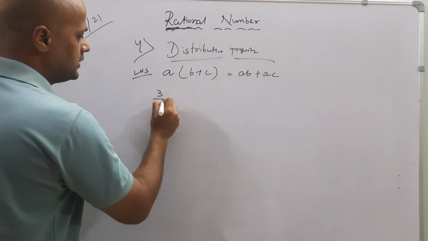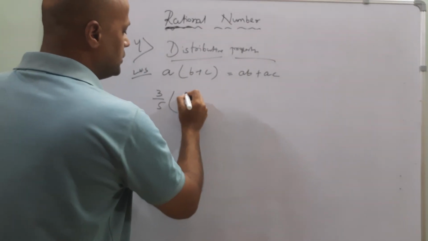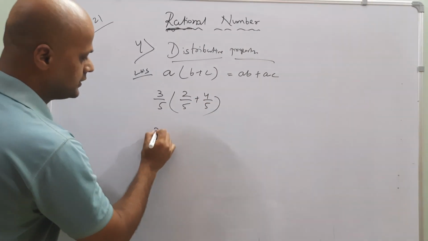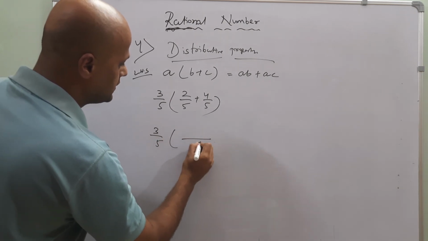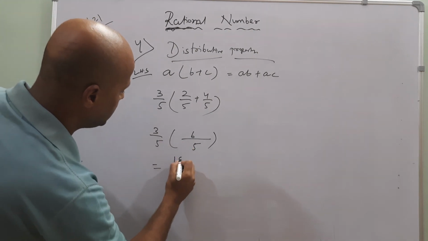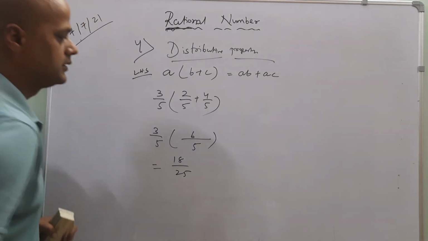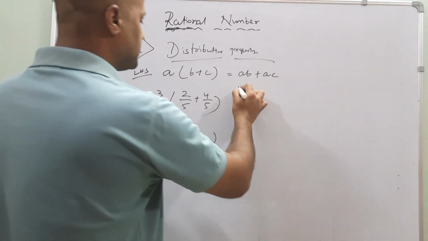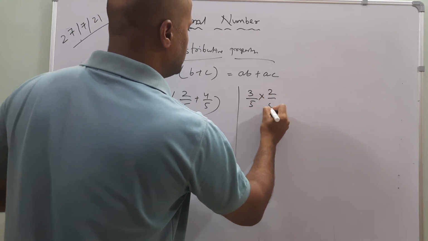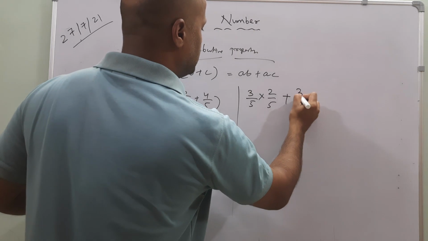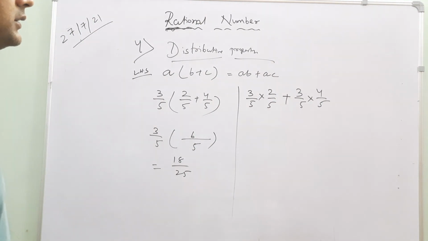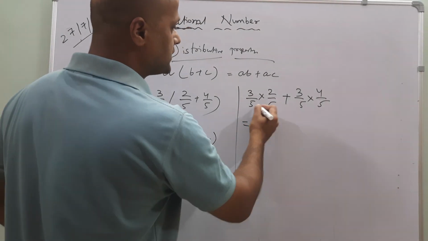Taking the example 3 by 5 into, bracket, 2 by 5 plus 4 by 5. This is LHS. Now prove it. 3 by 5 into, this is 5, 6 by 5. How much is it coming? 6 threes are 18, 5 fives are 25. Understood? Now in the case of RHS, just check it. 3 by 5 into 2 by 5 plus 3 by 5 into 4 by 5.